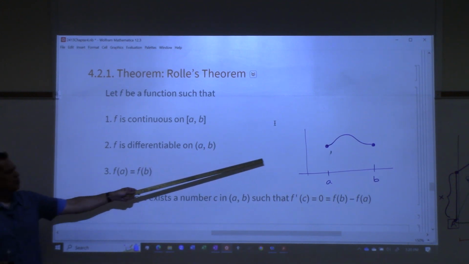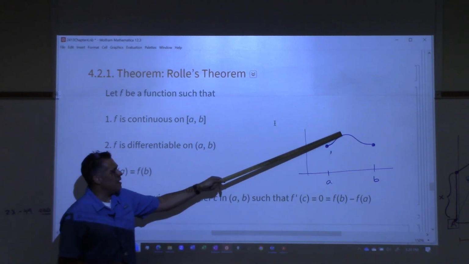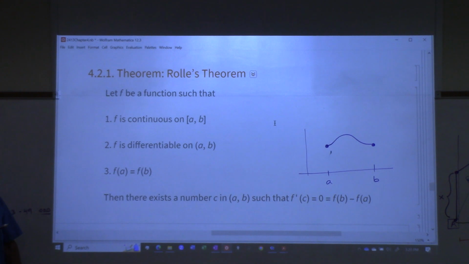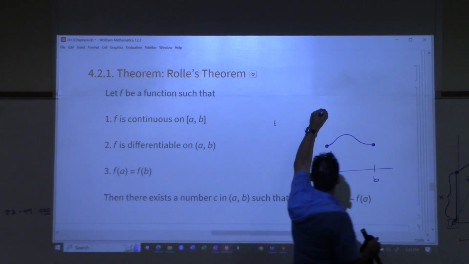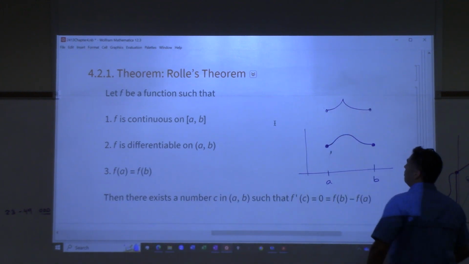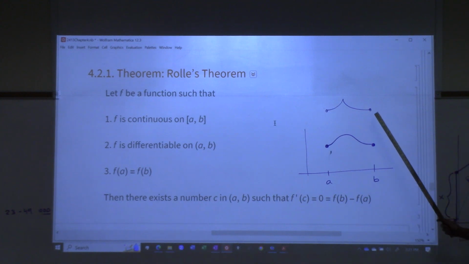Can you think of a situation where I could draw it without picking it up but not be differentiable somewhere? At a cusp. Couldn't I draw a cusp in there? Right? If I drew a cusp, like say I did this instead. Instead of that, say I did this. Would that be continuous? That's continuous. I can draw it without picking up my pencil, right? But is it differentiable everywhere? No, I have a place where it's not differentiable because I have a cusp, right?